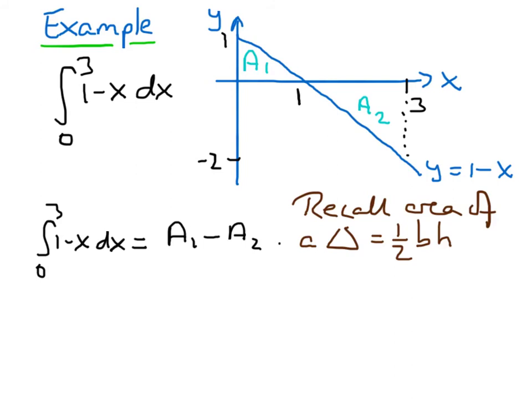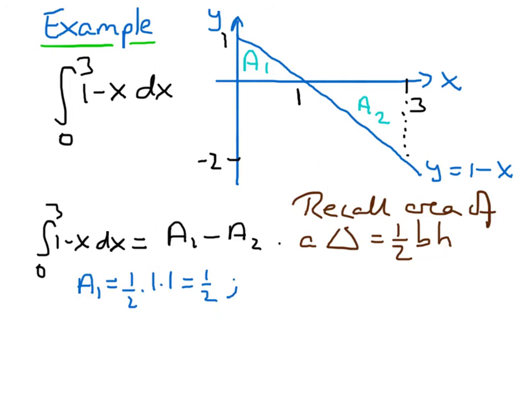So let's first of all just calculate the areas separately. A1 is going to be a half the base times the height. We look at the triangle, the base is here from x is 0 to here x is 1, so the base is 1, and the height is here from y is 0 up to here y is 1, so the height is also 1. So therefore we have a half times 1 times 1, so that's very easy, it's just a half.